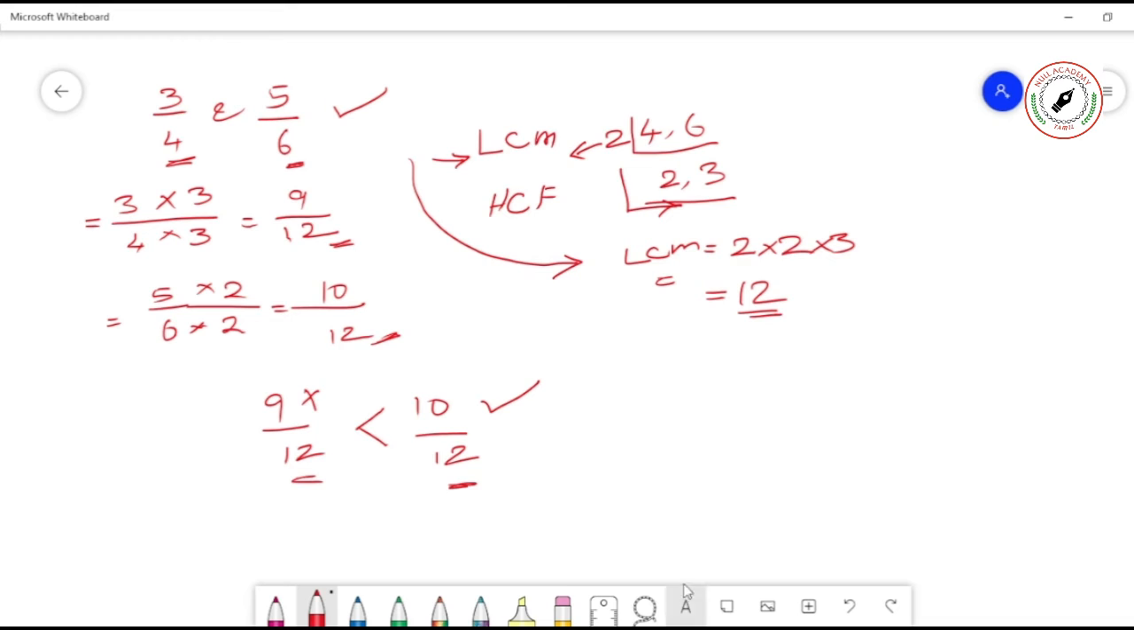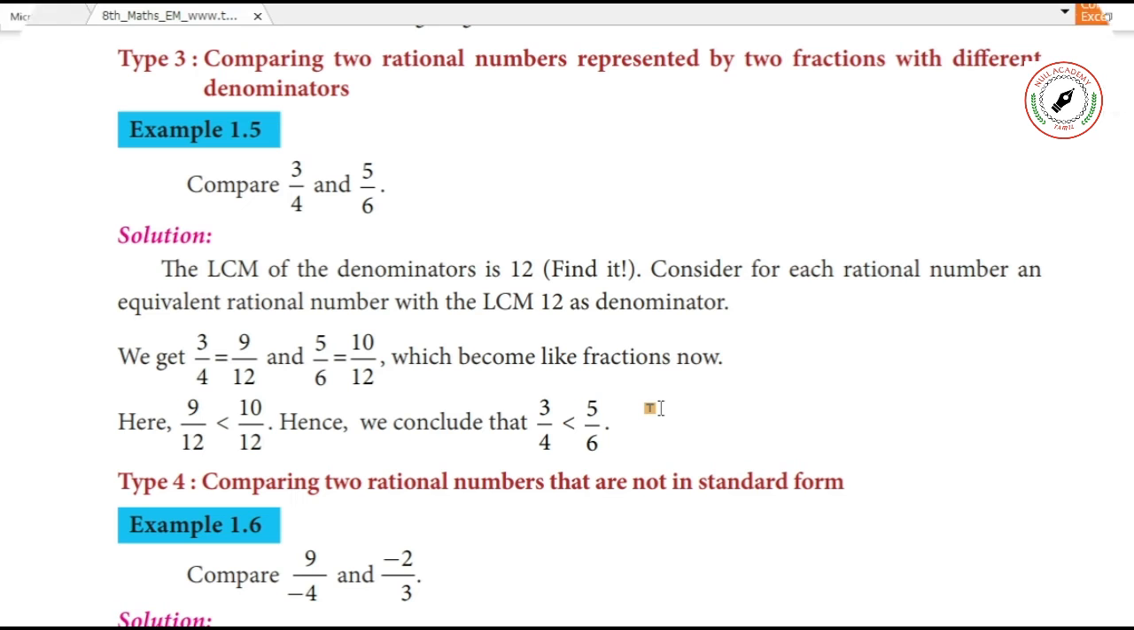Now find the difference between LCM and HCF. LCM means you have to multiply everything. HCF means you take only the left part, leaving the bottom part. See, they put that 5 by 6 is bigger.